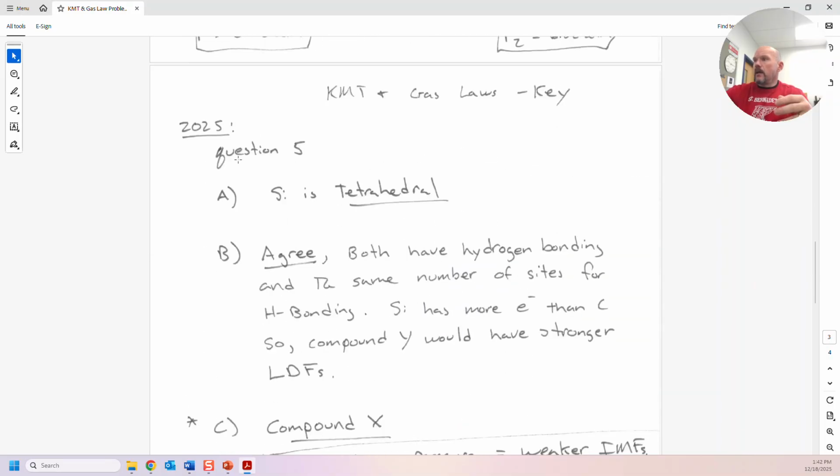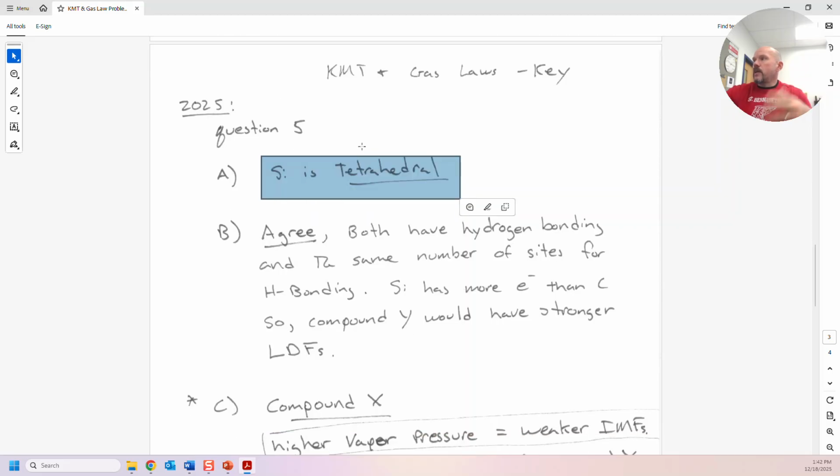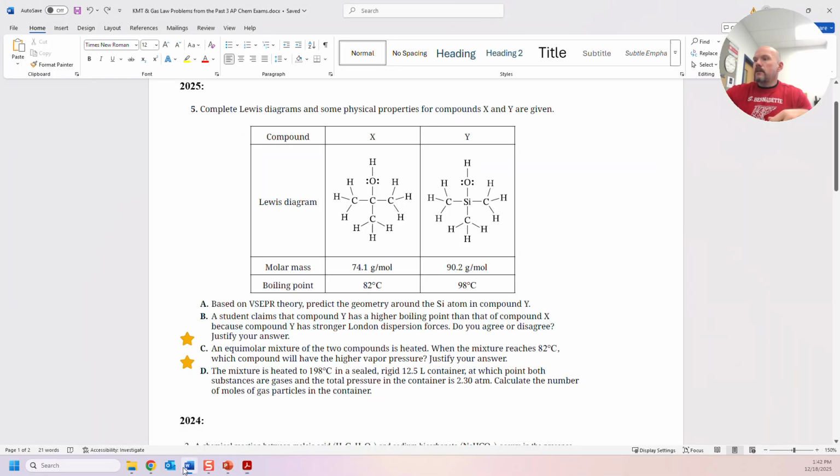So again, question 5, part A here from 2025. The shape around the silicon is tetrahedral. Okay. Then we go back to question B. Student claims that compound Y has a higher boiling point than that of compound X, and we were given the boiling point. But the reasoning is because compound Y has stronger London dispersion forces than compound X.